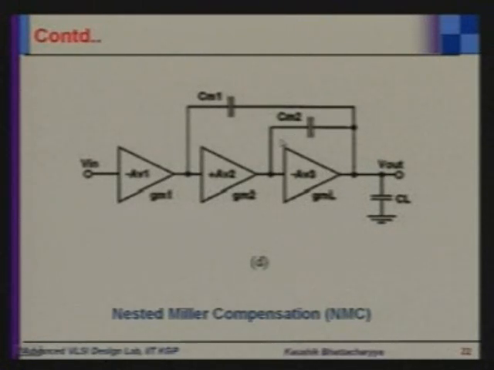So, here the dominant pole is due to which one? Dominant pole, you have to do thorough analysis, otherwise you cannot say from outside, because whichever is the high impedance node will give the dominant pole.